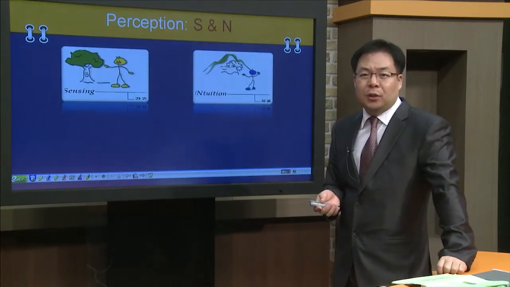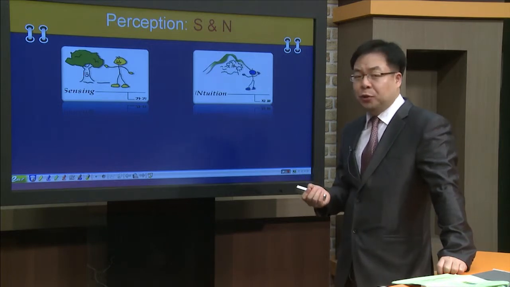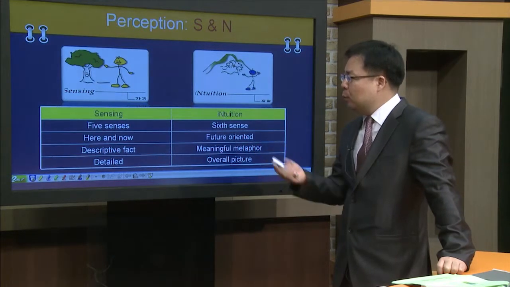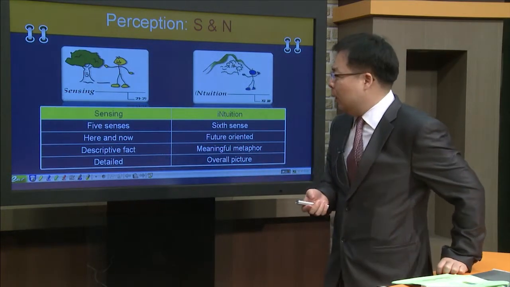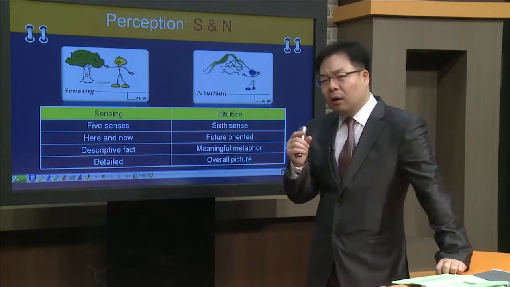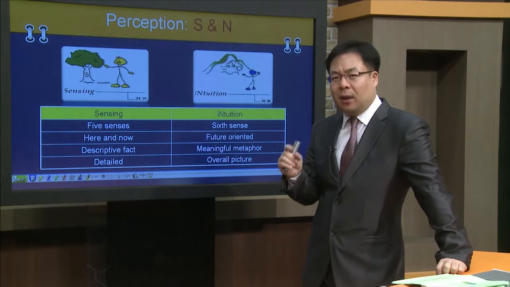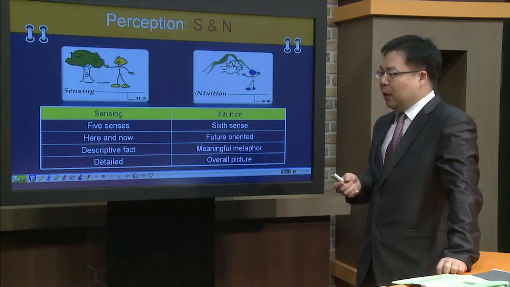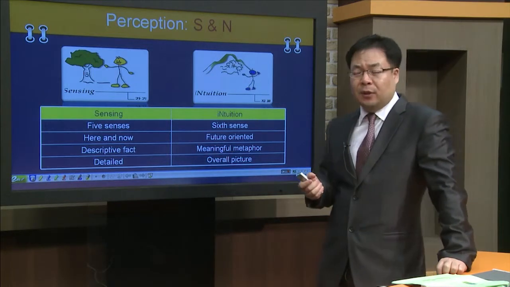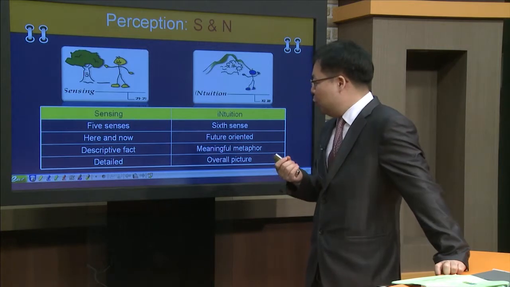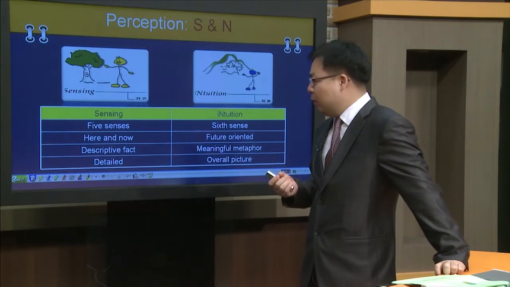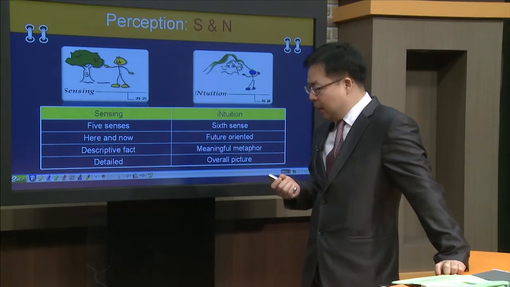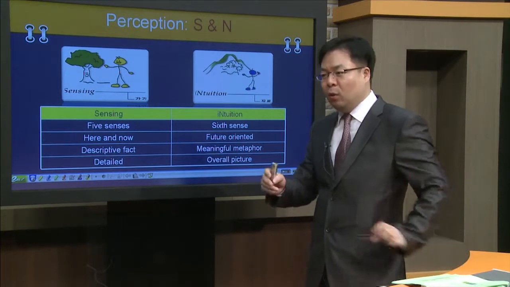The second indication is perception, how to perceive the situation or object. The sensing and intuition: the sensing person uses 5 different senses, focuses on the here and now, and is very good at identifying very detailed and small things. However, the N person sometimes uses a 6th sense, like intuition, is future-oriented, and is also very creative, and they prefer using meaningful metaphors, and are good at looking at the overall picture.